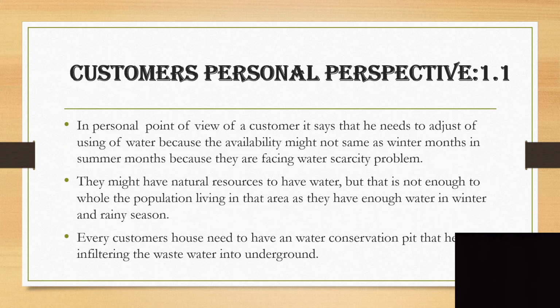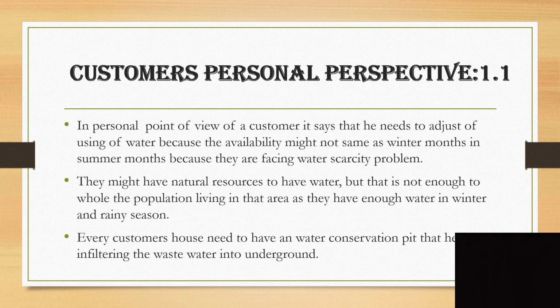Now if you see the personal point of view of a customer, it says that they need to adjust their use of water, because the availability might not be the same as in winter months; they are facing the water scarcity problem mostly in the summer months. Even though in the hilly areas people might have natural sources of water, that is not enough to hold the population living in that area, as they have enough water only in winter and the rainy season.